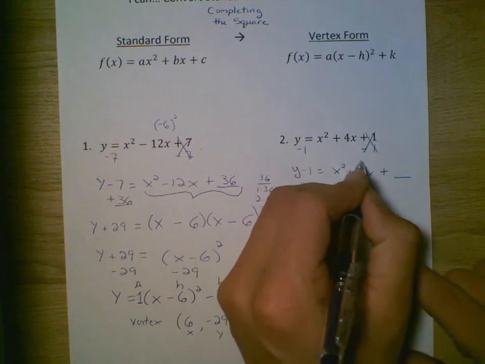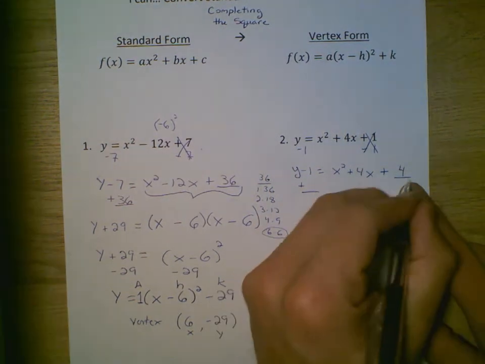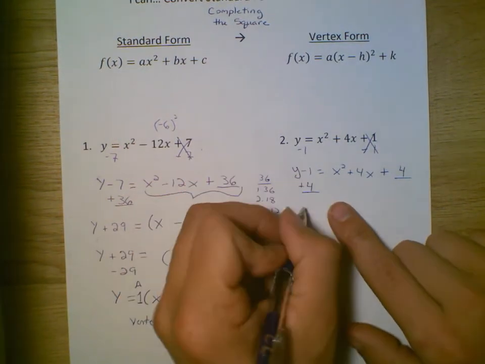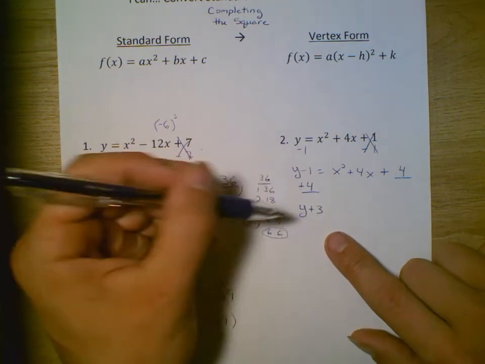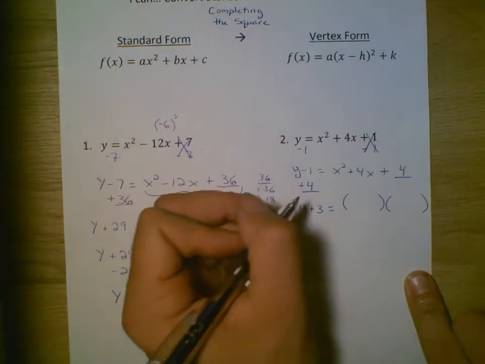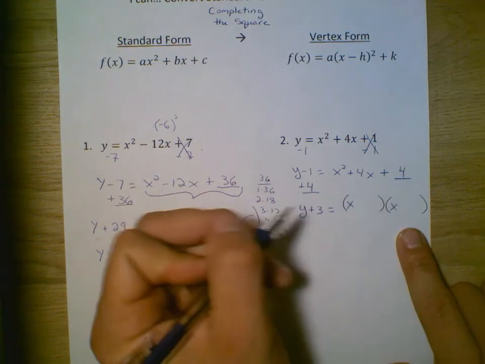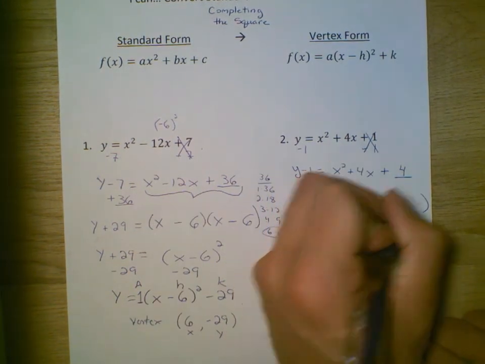Well, 2 squared is 4, right? So if I add it to this side, I also add it to that side. Once again, I can simplify the left side. That's going to be y plus 3 now, right? Because negative 1 plus 4 is 3. And I can also factor the right-hand side. What times what gives me the x squared? Well, that's just x times x. What's going to multiply to 4 and add to 4? Well, that's just 2 and 2.